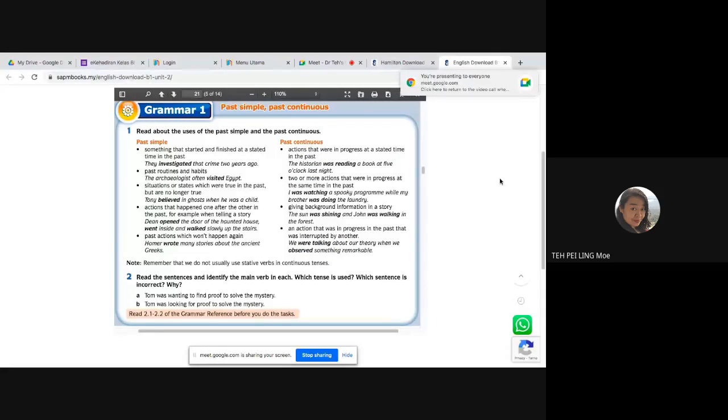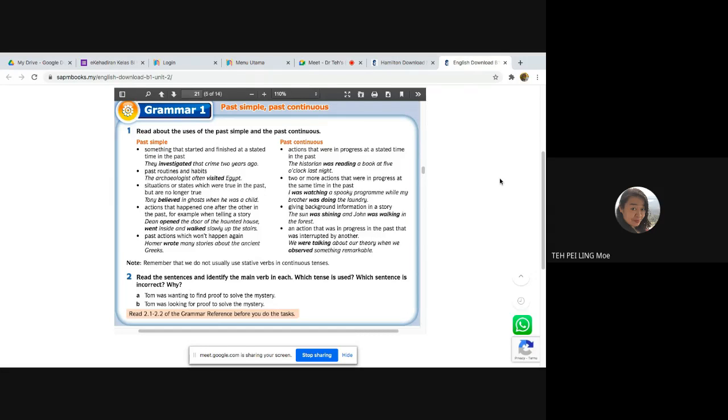Right. Now we will look at page 21 on your Form 5 English download. Okay. This is Grammar 1, Unit 2, Grammar 1. We're looking at past simple and the past continuous tense. Read about the uses of the past simple and the past continuous. You have to differentiate how to use the past simple tense and how to use the past continuous tense. Okay, I think we looked at it during Unit 1 as well. So this is another extension.